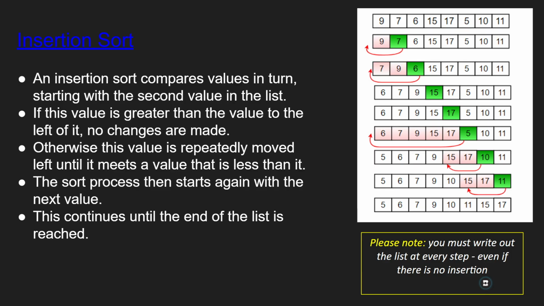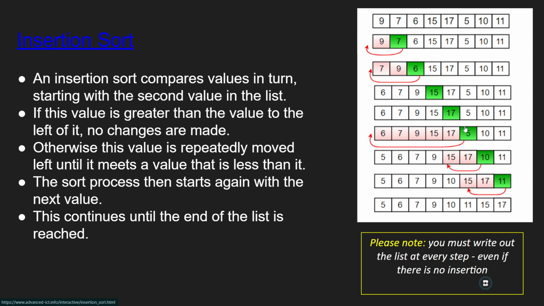Look at this example. The second value is 7. You compare it with the previous one, which is 9, which means we need to change the order, so 7 comes before 9. Then we move to the next element, which is 6. We compare 6 with 9 and 7, and we understand its place should be before 7, so we take it out and put it before 7 like this. Then you compare the next element, which is 15. We compare it and see we don't need to move it. We go to the next element, which is 17. We compare with the previous one, and okay, 15 is there, so we don't need to move it anywhere.